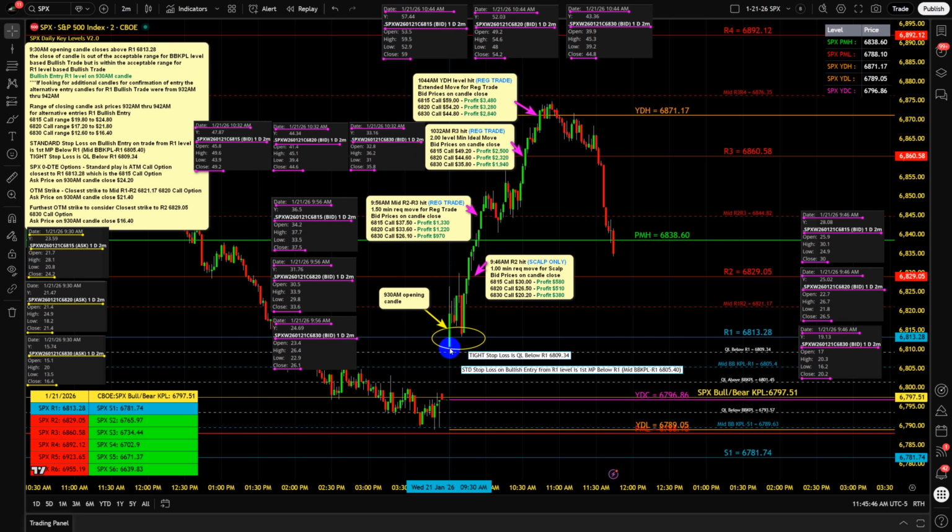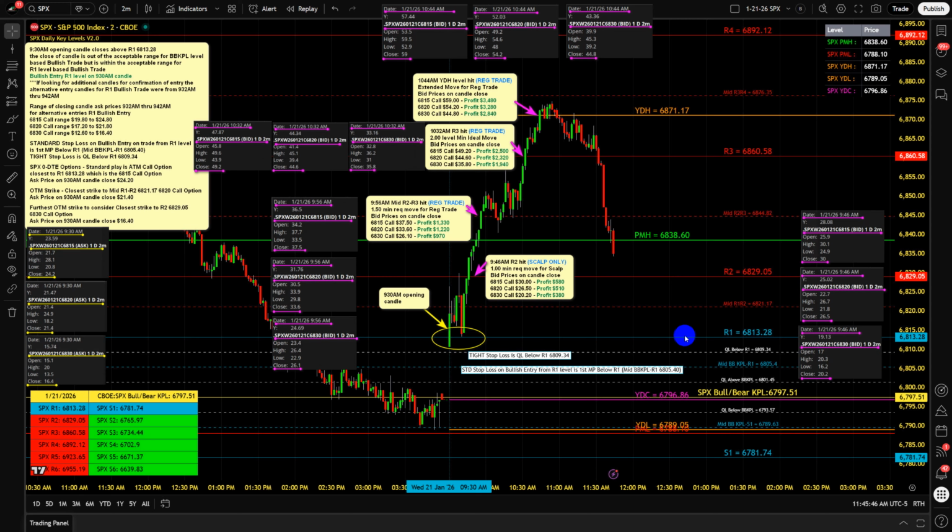The close of the candle is out of the acceptable range for a BBKPL level-based bullish trade. So what we mean by that is this candle is too far above the bull bear key price level that it is out of range for basing the trade on this level. Because when you're basing a trade on a specific level, that triggers what stop losses and also what profit targets you're going to use. And depending on where the candle closes, in this case above, if it is closing out of range, that means there's no trade for the bull bear key price level.